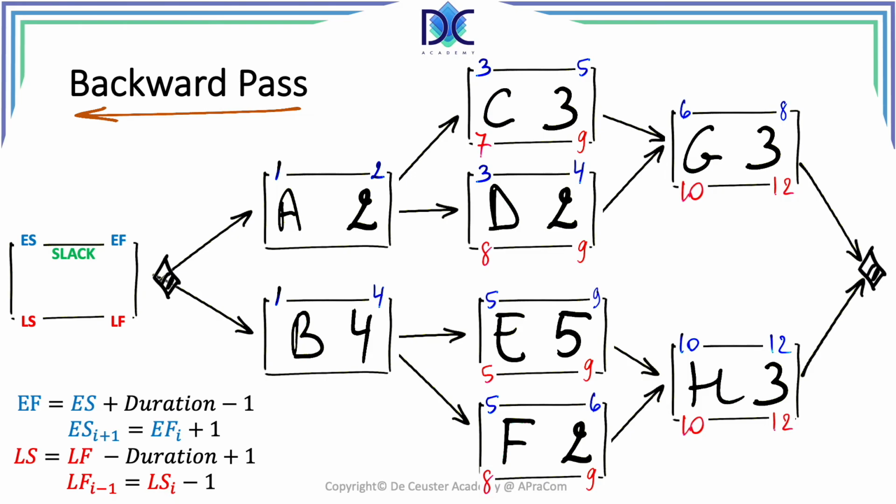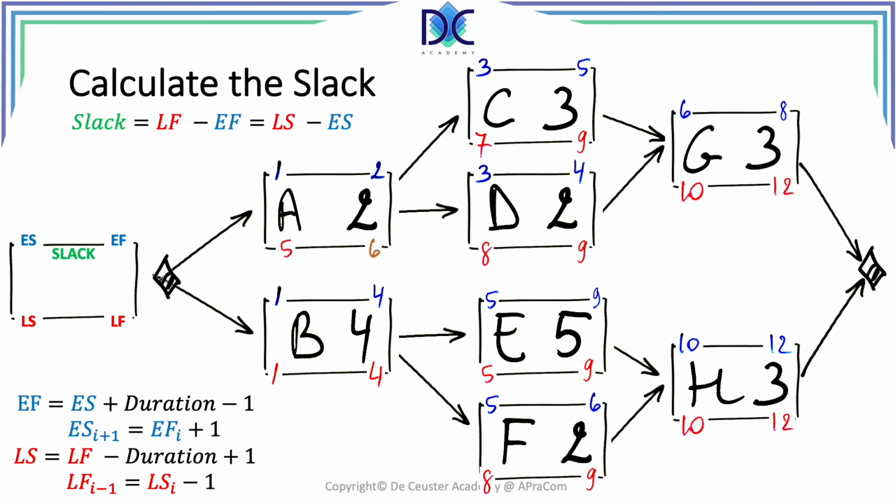It is clear that since we cannot take the highest value, we have to take the lowest value, which is 7, and the latest finish of A is then equal to 7 minus 1, which is equal to 6. The same we do with activity B, and we find respectively 4 and 1. This is the end of the backward pass, and now we can calculate the slack or float.